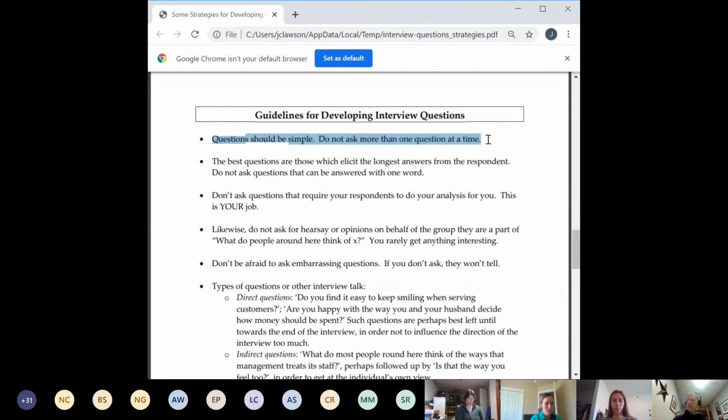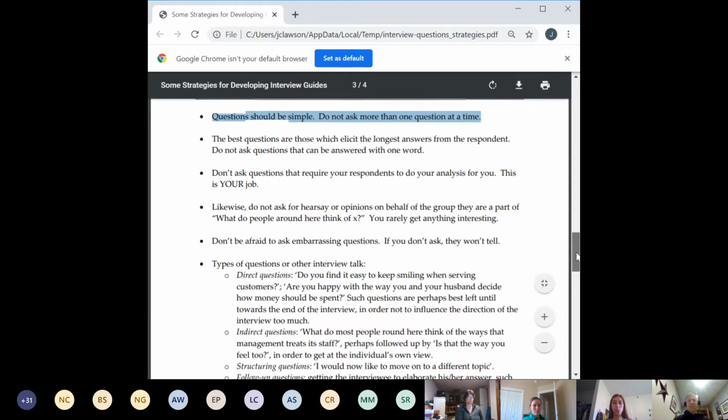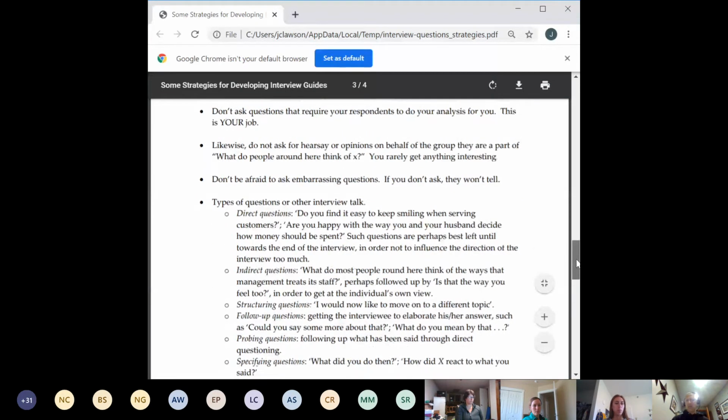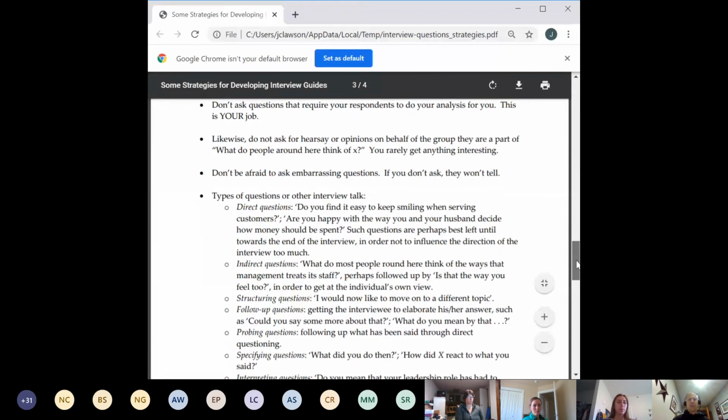Okay, well, they told me this, this, this. Okay, so I'm thinking that they were feeling anxious. Okay, you can analyze that. Again, you don't want to ask your clients or your participants any hearsay or opinions. What do people around here think of working for the boss? Okay, it's going to put them in an awkward position.